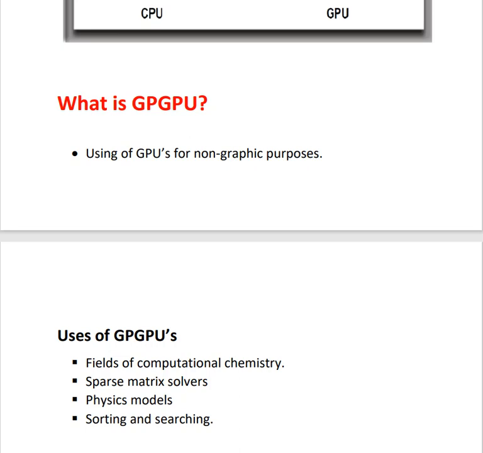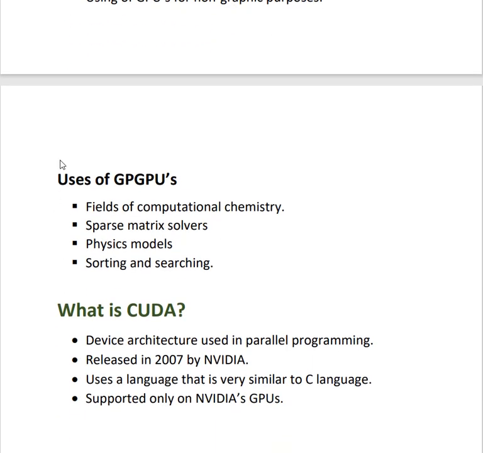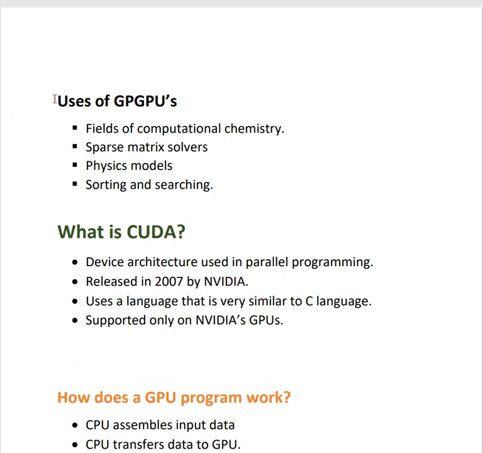So, here are some of the uses of GPGPUs, but this is not the only use. GPGPUs are used for a large number of applications. Some of them are here. I have included fields such as computational chemistry, sparse matrix solvers, physics models, sorting and searching, and such things. Next, we'll see the important part of this.